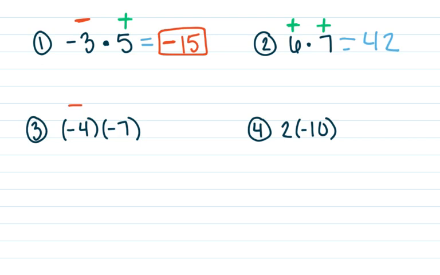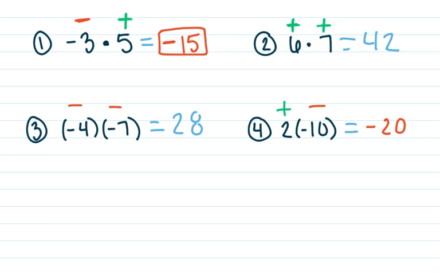Check out number 3. I have a negative times another negative. Same signs. That means that my answer is going to be a positive, and it's going to be a positive 4 times 7, which is a 28. That is going to be my final answer there. And then lastly, on this last one, I have a positive 2 and I have a negative 10. Different signs. Well, what is 2 times 10? It's 20. And so my answer, because I have different signs, is going to be a negative 20.